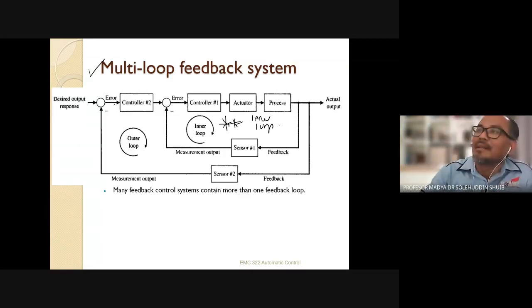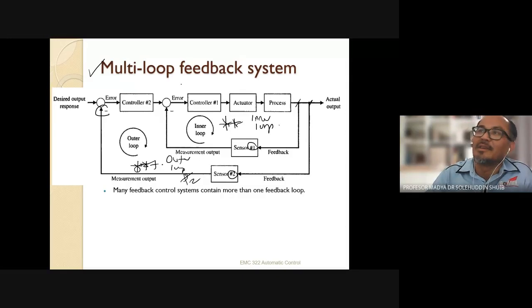Then we have another sensor here. This is sensor number one, and this is sensor number two. Sensor number two gives another feedback, which goes far away from here until it reaches the desired output response. So this is number two, and number one is the inner loop. This is what we call the outer loop.